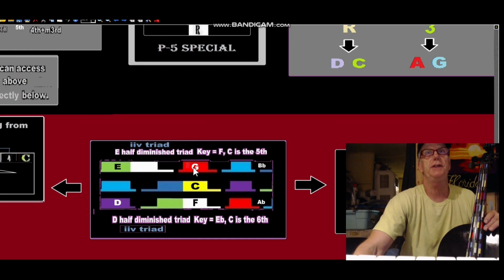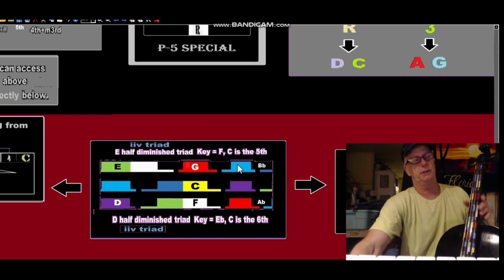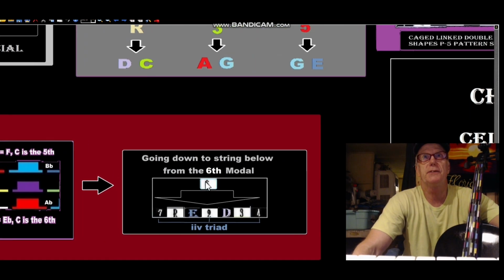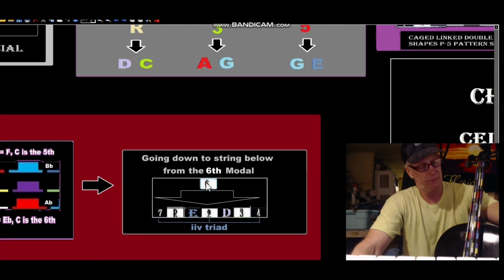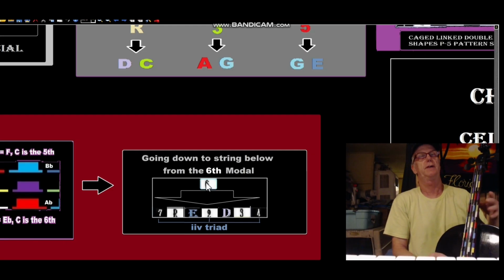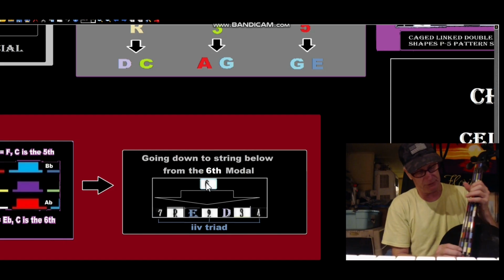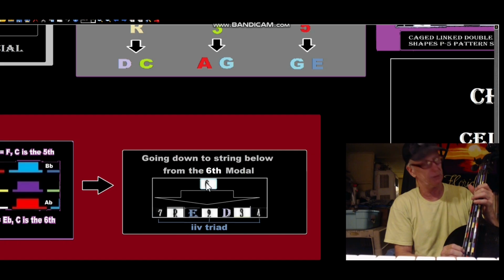Okay, now here we go. C goes to G. Now this is where it gets a little tricky. C goes to G over here. And if we go down to C, it will go to a D half diminished triad if we treat that C as the 6th. Now we're going to look at the C as the 6th, the Aeolian, the 6th of what? Of C there. Actually, we're looking at it as we're playing a G, but now we're going to play a C.